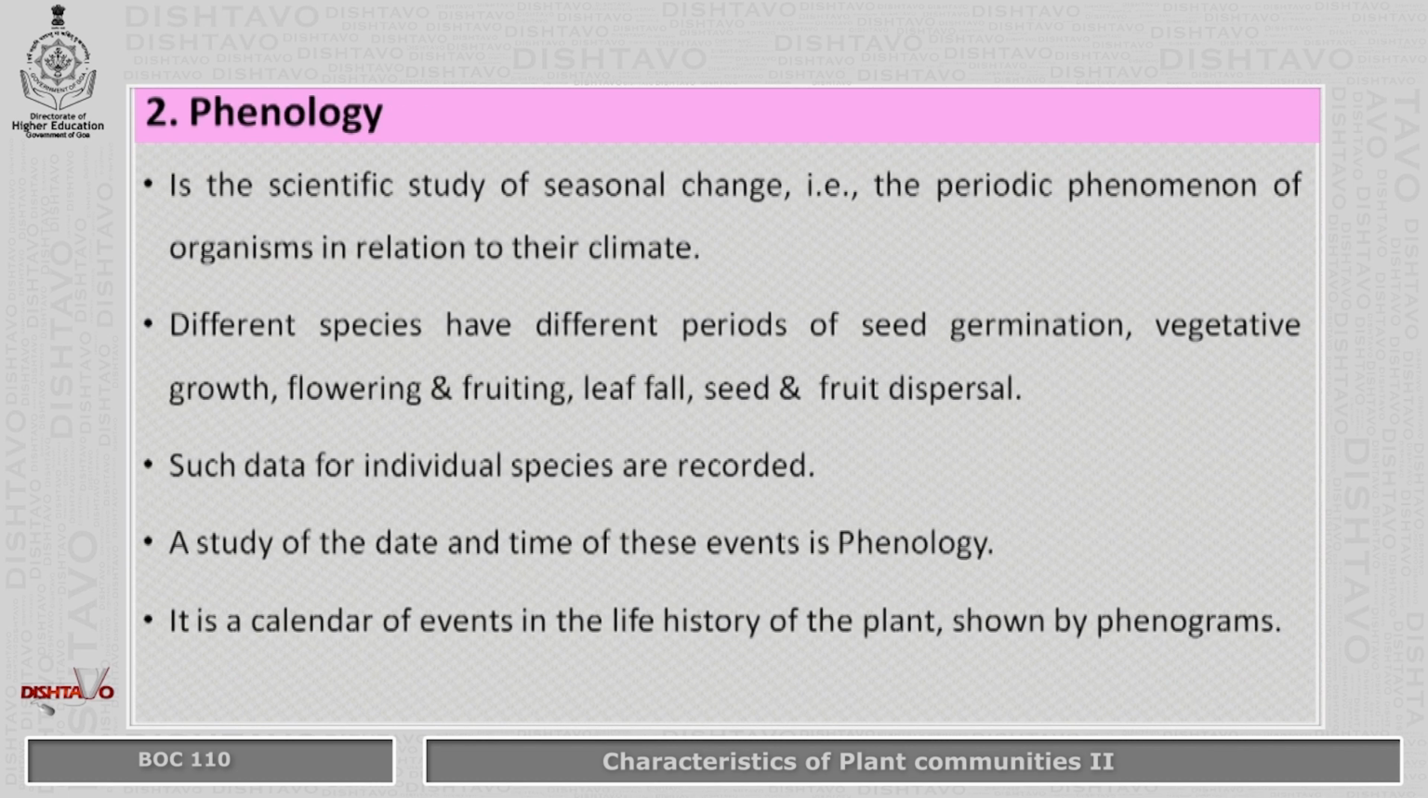Phenology is the scientific study of seasonal changes, that is, the periodic phenomena of organisms in relation to their climate. Different species have different periods of seed germination, vegetative growth, flowering and fruiting, leaf fall, seed and fruit dispersal. Such data of individual species are recorded in phenology. A study of the date and time of these events is called phenology. So, phenology is a calendar of events in the life history of the plant, which is shown by means of phenograms.